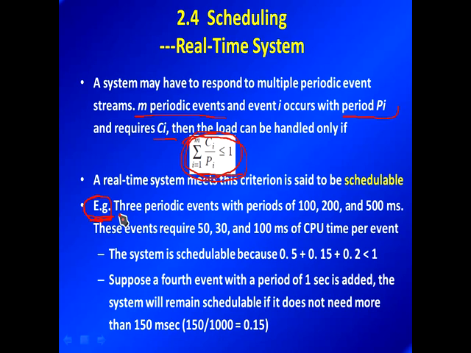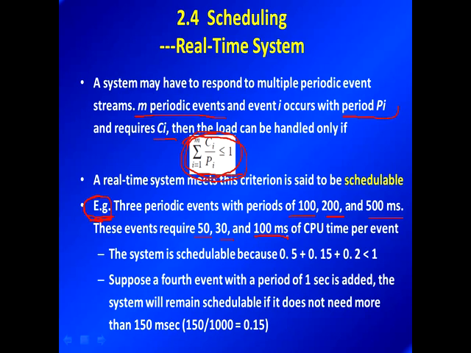We suppose there are 3 periodic events with periods of 100, 200, and 500 milliseconds. It means these 3 events happen every 100 milliseconds, or 200 milliseconds, or 500 milliseconds. And these 3 periodic events require 50 milliseconds, 30 milliseconds, and 1 millisecond of CPU time to run some instructions, to handle some issues, to meet the deadline.